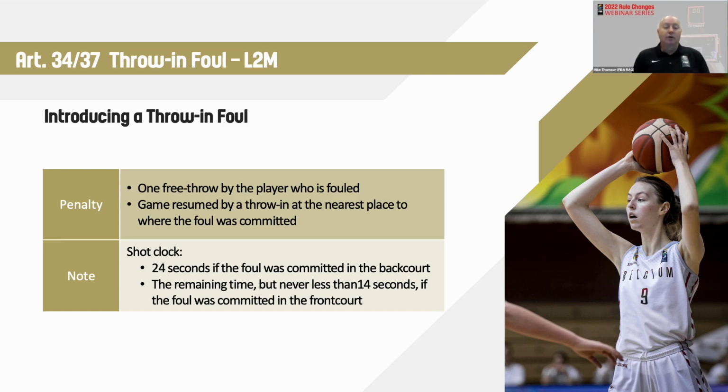The administered penalty is 1 free throw and possession of the ball for that same team. This has impacts on the shot clock. If the foul occurs in the backcourt, the shot clock will be reset to 24 seconds. If the foul occurs in the front court, we will continue with the remaining time, but never less than 14 seconds. So if we have a front court throw-in and the shot clock is at 11 seconds and the defense commits a foul prior to the release of the throw-in, the penalty shall be 1 free throw. The game will be resumed by a throw-in for the offensive team at the nearest place to where the foul was committed, and the shot clock will be reset to 14 seconds.